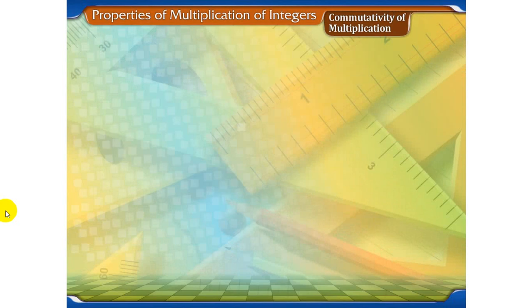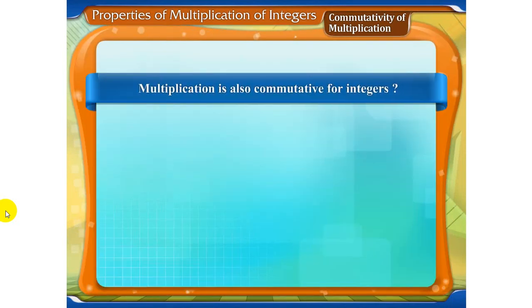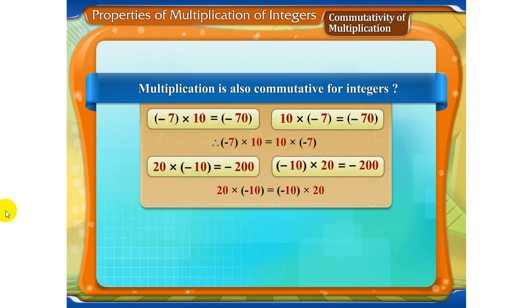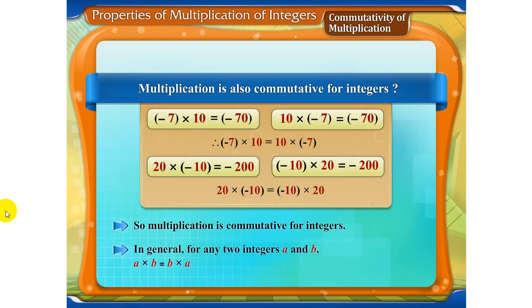Commutativity of multiplication. We know that multiplication is commutative for the whole numbers. Can we say multiplication is also commutative for integers? In the given table, the answers of both the statements 1 and statement 2 are the same. So, multiplication is commutative for integers. In general, for any two integers a and b, a multiplied by b is equal to b multiplied by a.